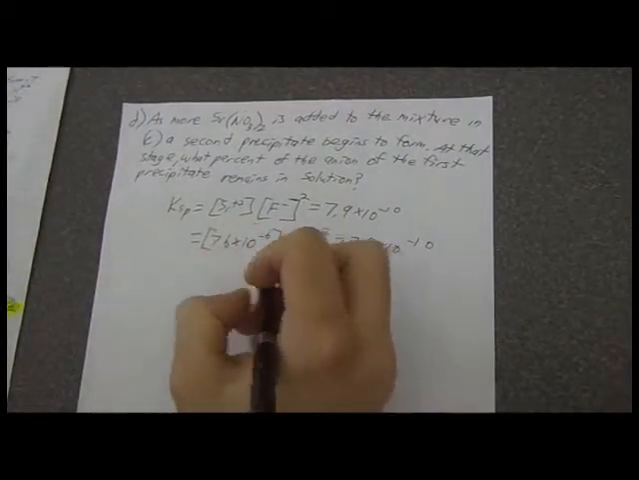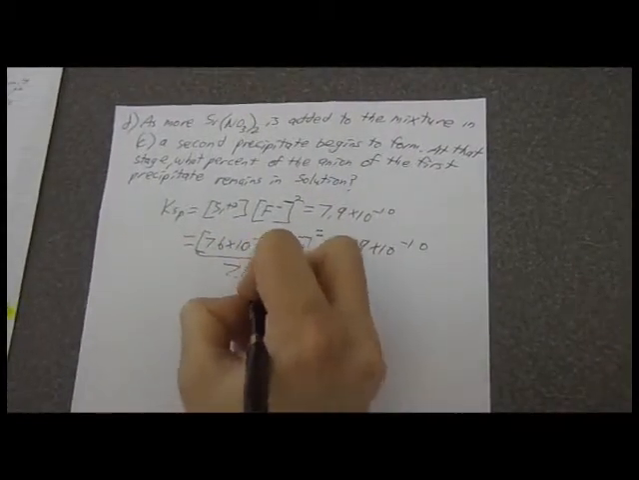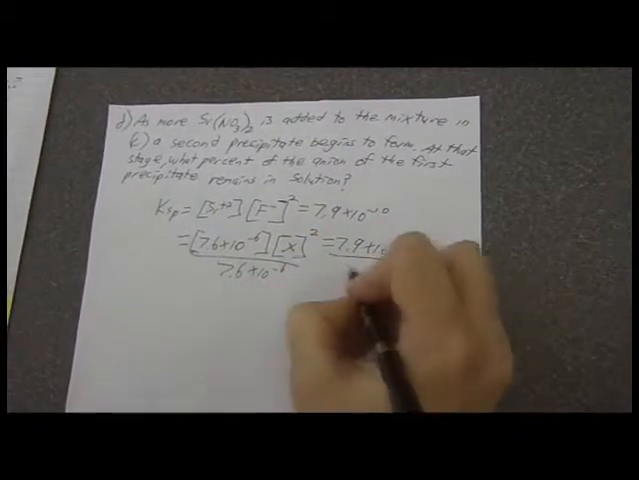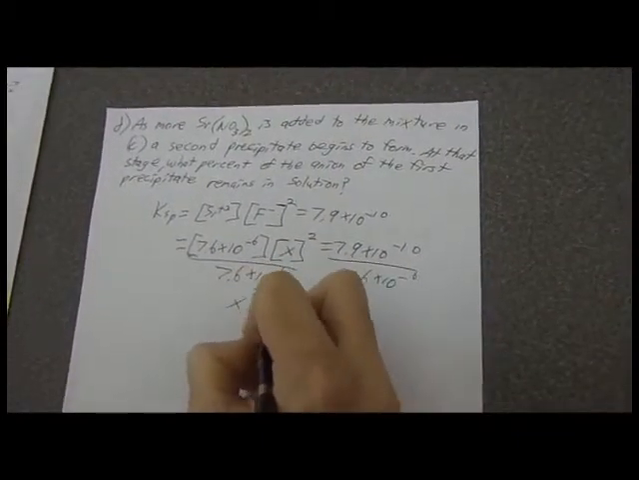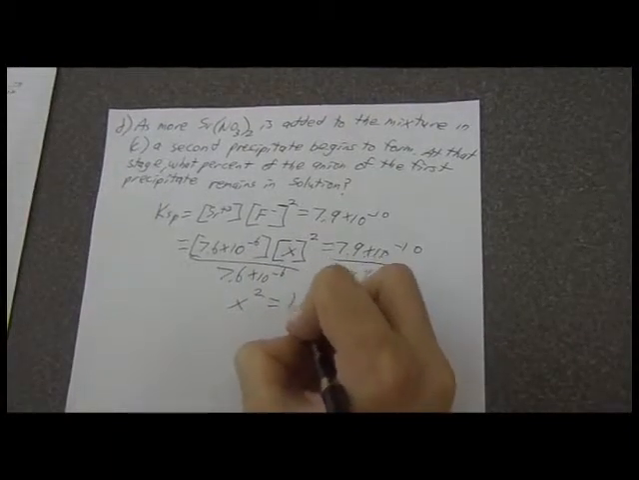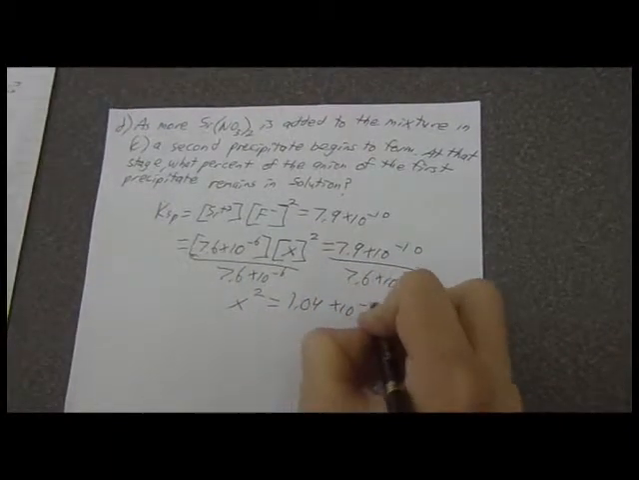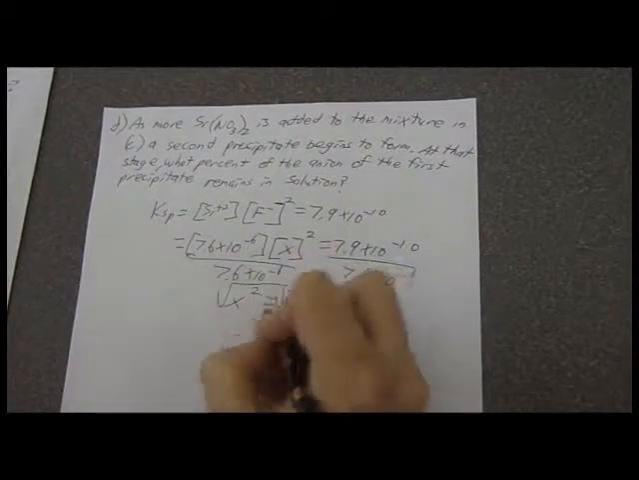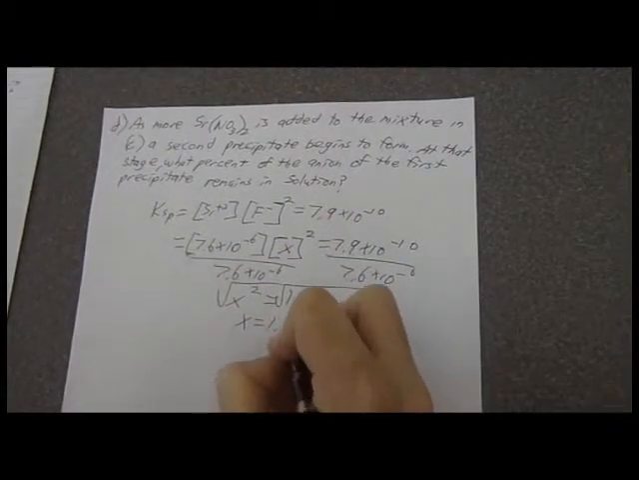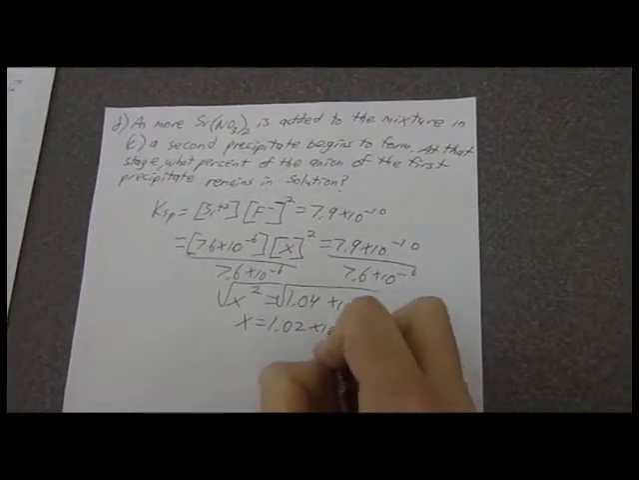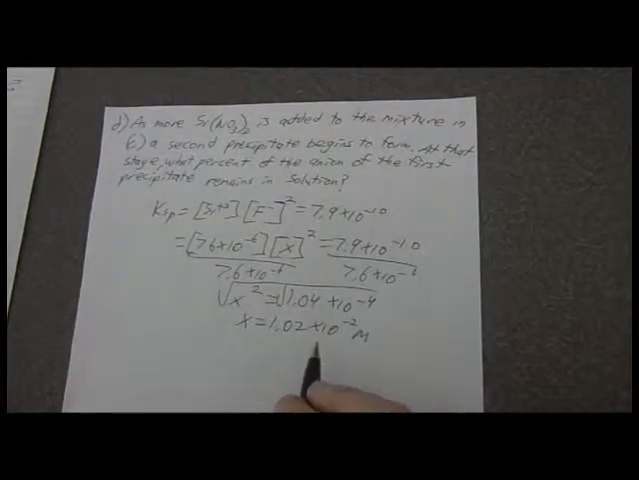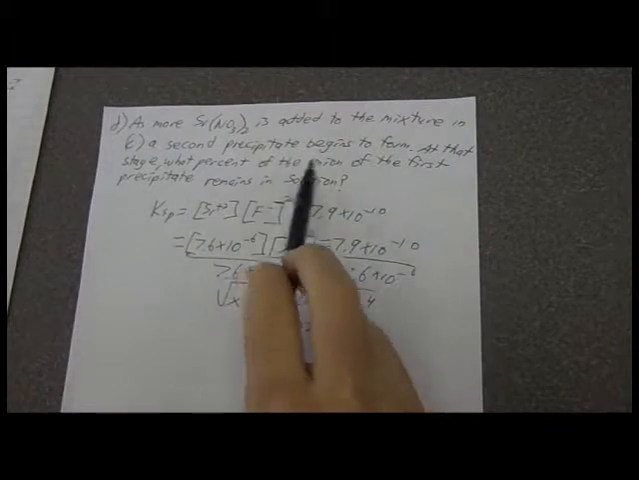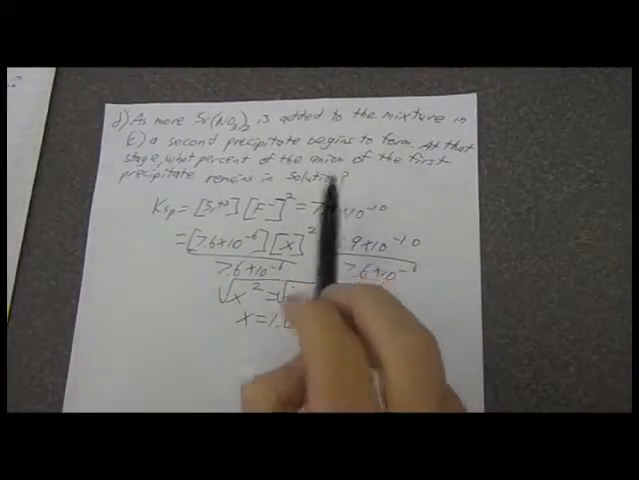So we can divide by 7.6 times 10 to the negative 6 and get X squared equals 1.04 times 10 to the negative 4. Now we take the square root of both sides and we get X equals 1.02 times 10 to the negative 2 molar. However, this is not our final answer because it asks us what percent of the anion precipitate remains.